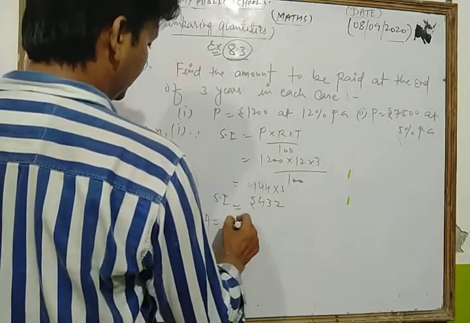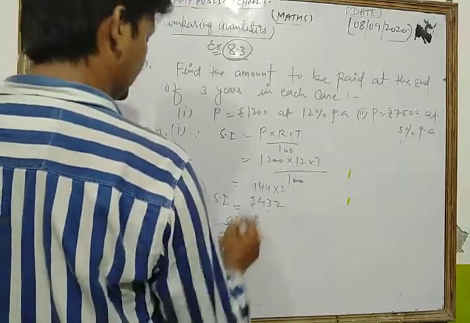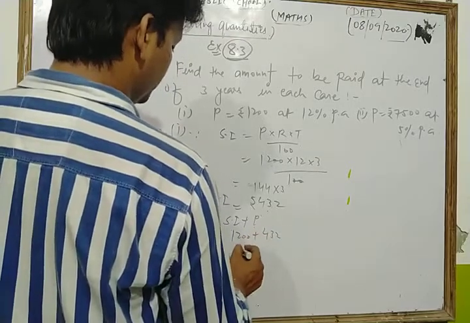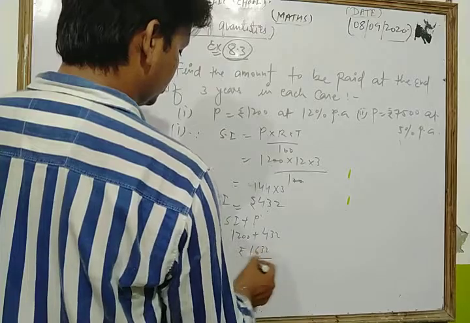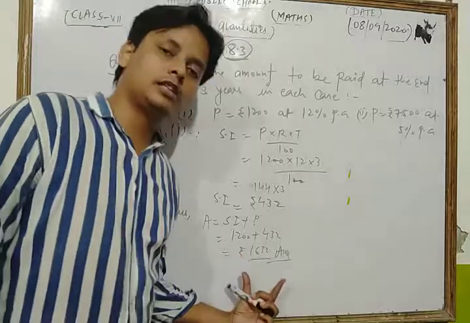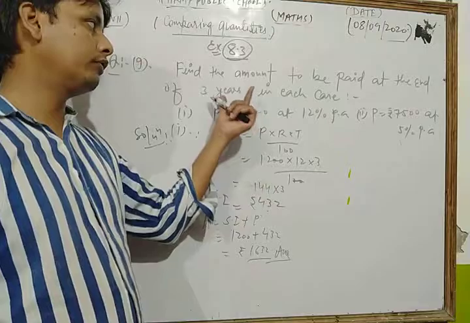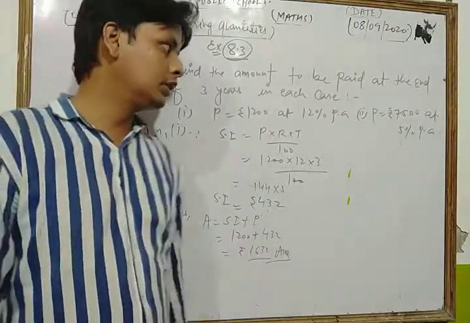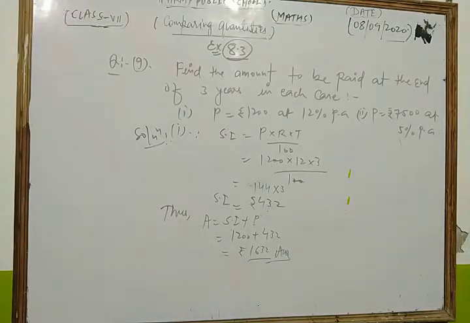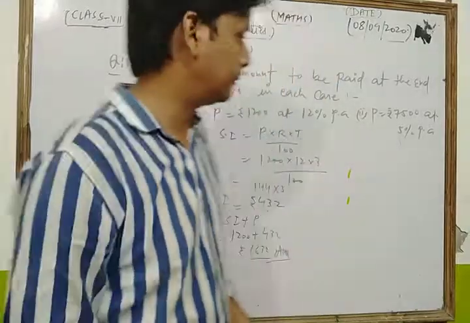Now the amount will be what? Simple interest plus principal. The simple interest is this and principal is 1200. So 1200 plus 432. So we get rupees 1632. This is the amount paid by a particular person after the end of 3 years. Okay, this is the concept to find the amount. This is the general formula of amount. Now we take and solve the second part of this question.